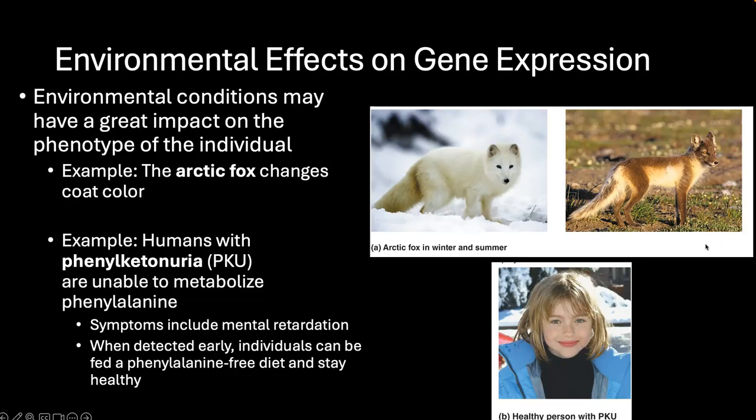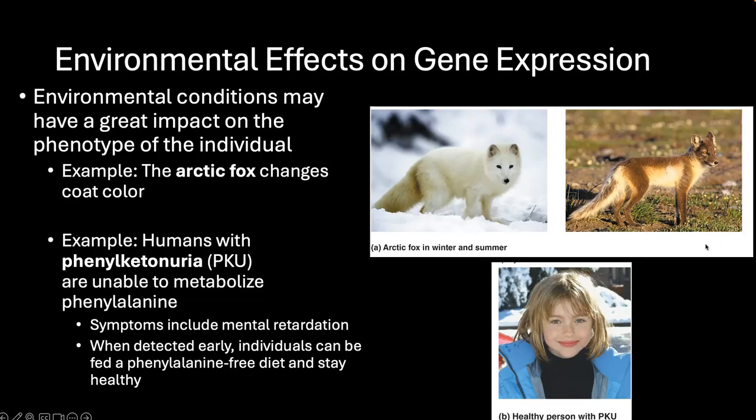Environmental effects on gene expression can be profound. For example, temperature leads to dramatic changes in coat colors in Arctic foxes, which help them survive in snowy and non-snowy conditions. A human example is phenylketonuria, which is a mutation that makes a person unable to metabolize phenylalanine.